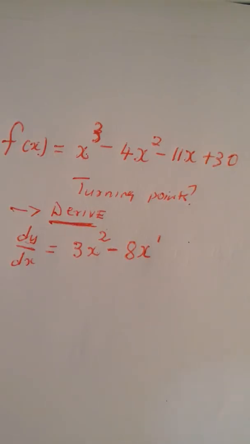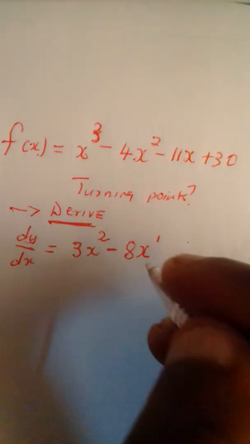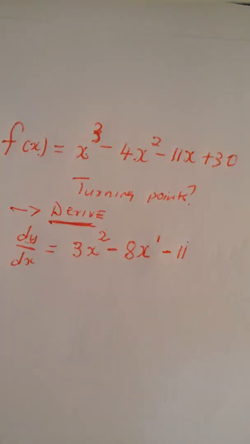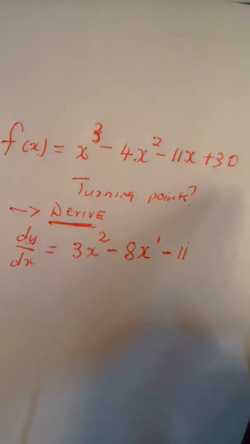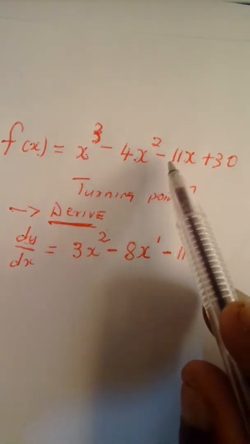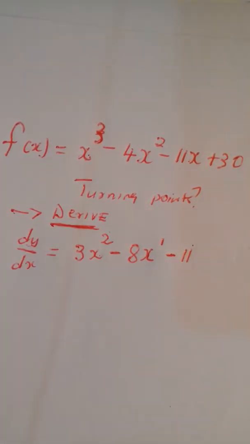Now let's derive negative 11x. What is the derivative of negative 11x? The derivative of negative 11x is negative 11. What is the derivative of 30? 30 is a constant number, guys. So the derivative of a constant number is 0. So we say the derivative of 30 is 0. The derivative of negative 11x is negative 11. So guys, it's very, very important that you know how to derive.